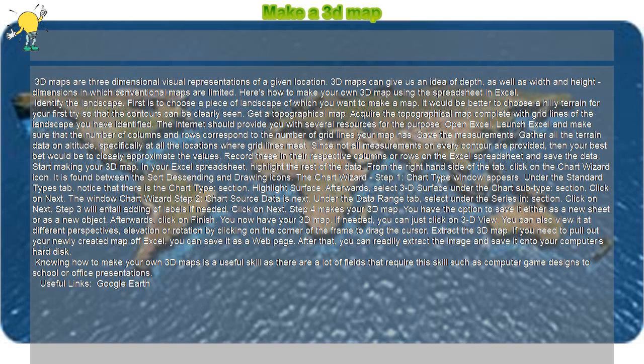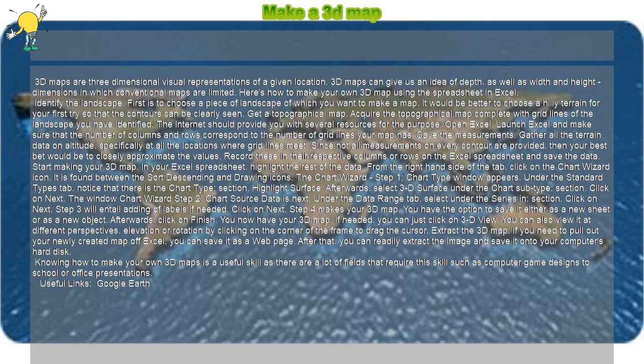Save the measurements. Gather all the terrain data on altitude, specifically at all the locations where grid lines meet. Since not all measurements on every contour are provided, then your best bet would be to closely approximate the values. Record these in their respective columns or rows on the Excel spreadsheet and save the data.